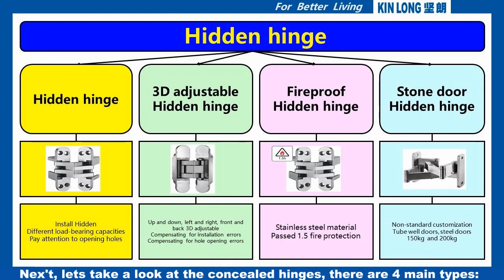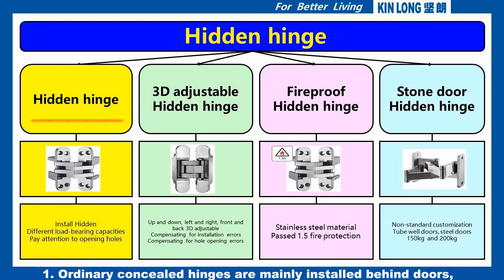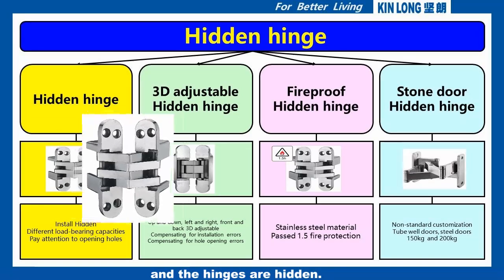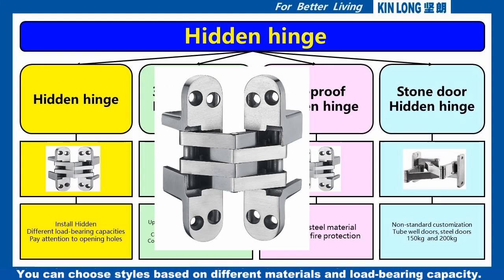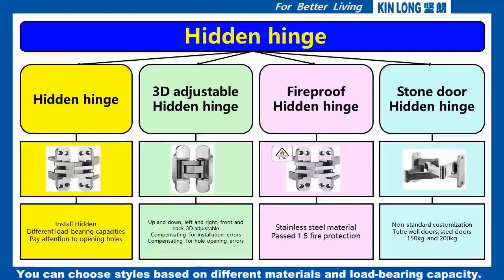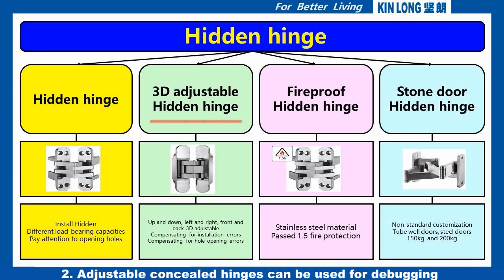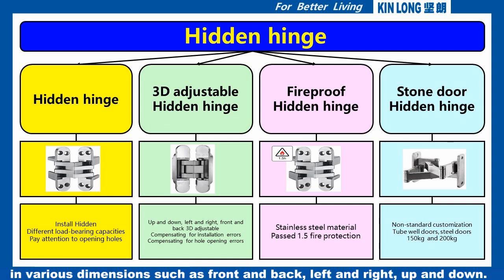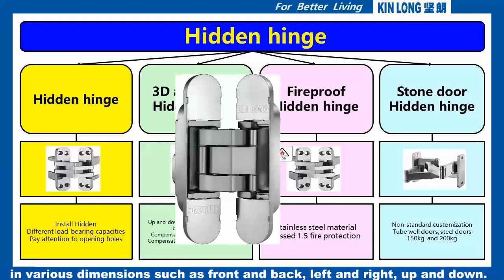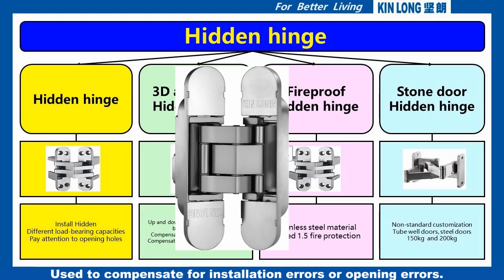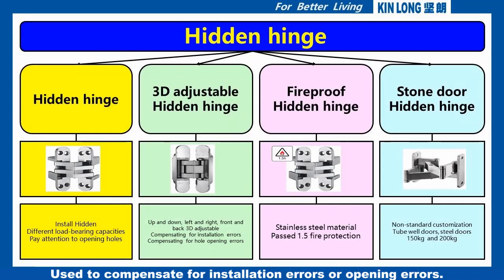Next, let's take a look at the concealed hinges. There are 4 main types. 1. Ordinary concealed hinges are mainly installed behind doors, and the hinges are hidden. You can choose styles based on different materials and load-bearing capacity. 2. Adjustable concealed hinges can be used for adjustment in various dimensions such as front and back, left and right, up and down, used to compensate for installation errors or opening errors.